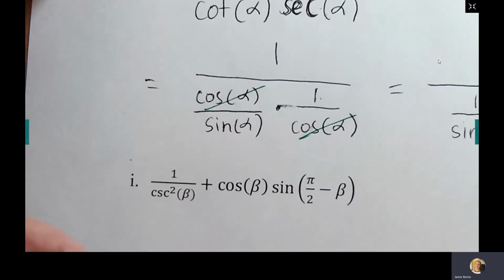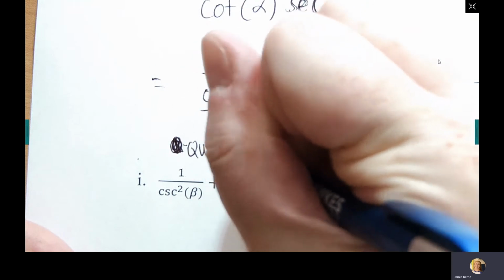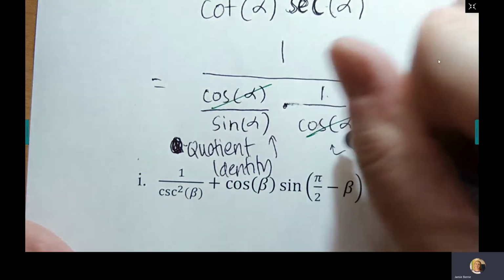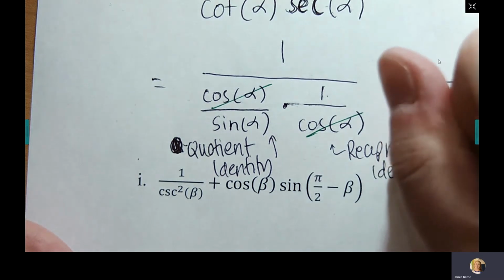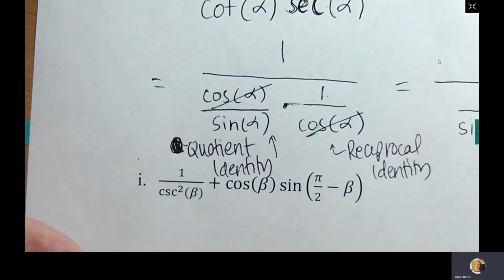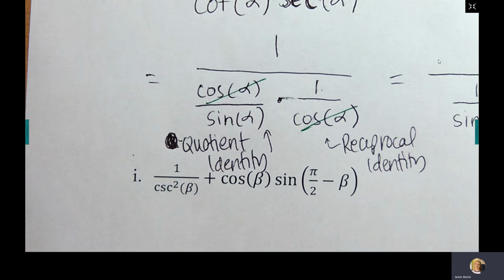So I'm going to write in here which identities I used. This was a quotient identity. I'm going to get it right eventually. And this was a reciprocal identity. Again, we're using those same two over and over. If you don't know where to start, it's always a good idea to try to use a quotient identity or reciprocal identity.